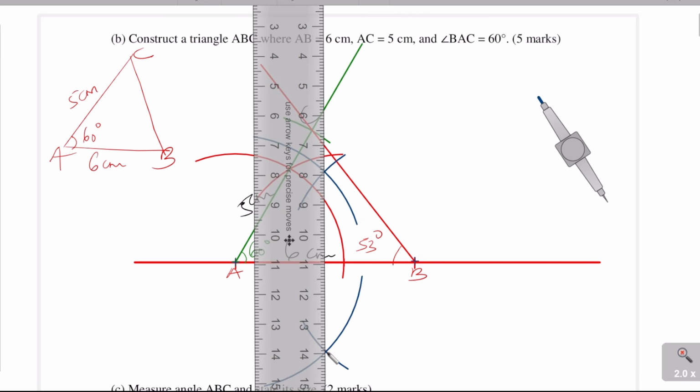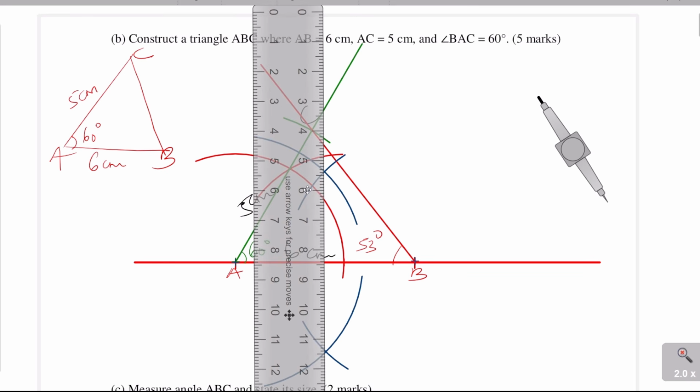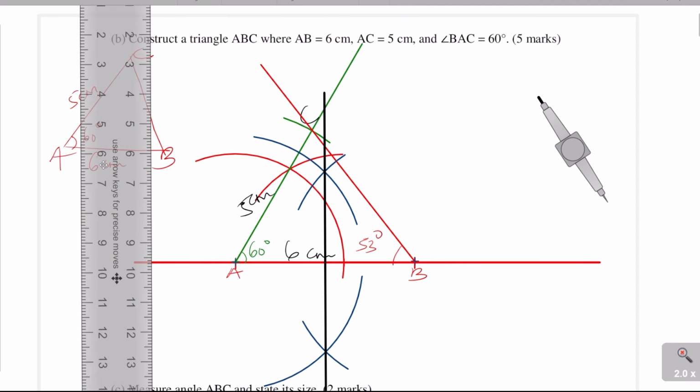In this point, using a ruler, draw a line like that. And that is how you construct the perpendicular bisector of AB. You've divided AB into two equal parts, and also that line meets AB at 90 degrees.